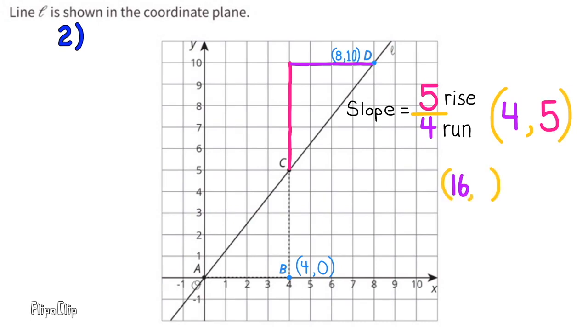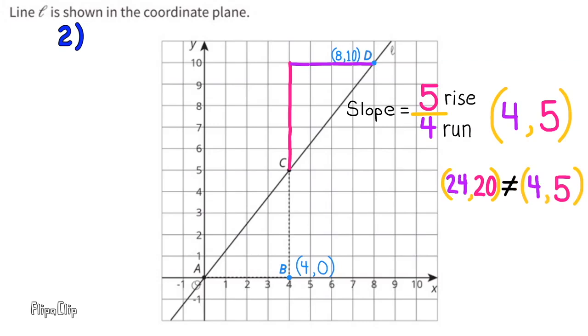The coordinates 16 and 20 have the same slope as coordinates 4 and 5 because 20 divided by 16 is equal to 5 divided by 4. So the answer to 2B is yes. This point would fall on the same line because the slopes are the same.